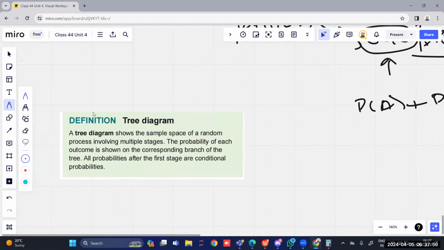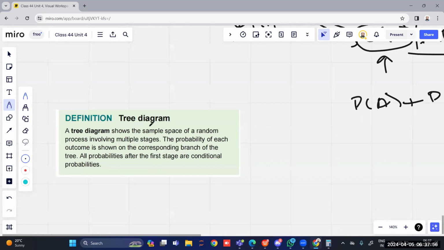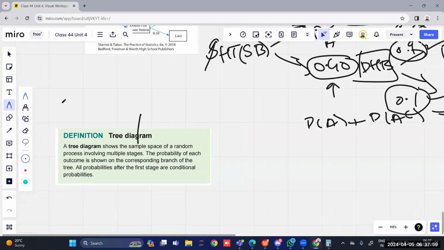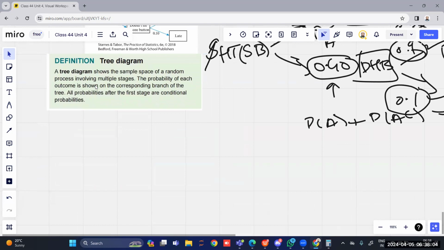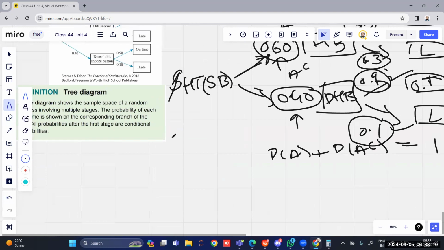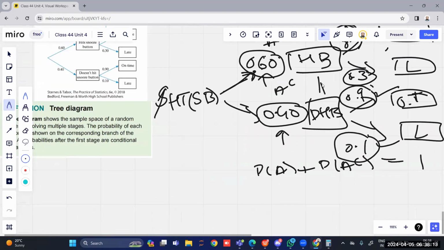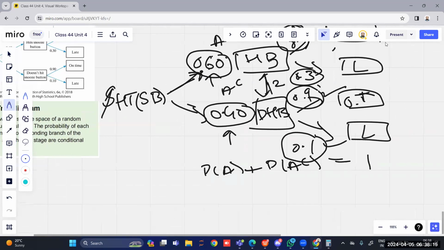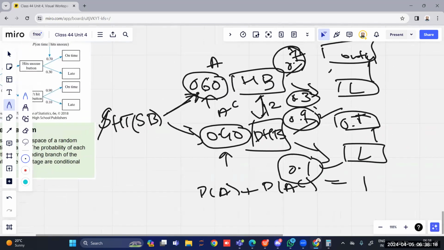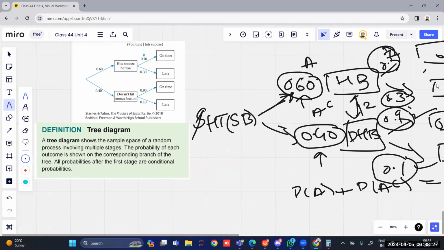A tree diagram shows the sample space of a random process involving multiple stages. This was the first stage. What we are generally doing in a tree diagram is distributing the whole probability using that diagram, meaning how many stages it has and how we can distribute the whole probability across them. This was the first stage, and then this was the second stage: either she is on time or late. So we can distribute the whole sample space into different stages. The probability of each outcome is shown on the corresponding branch of the tree.